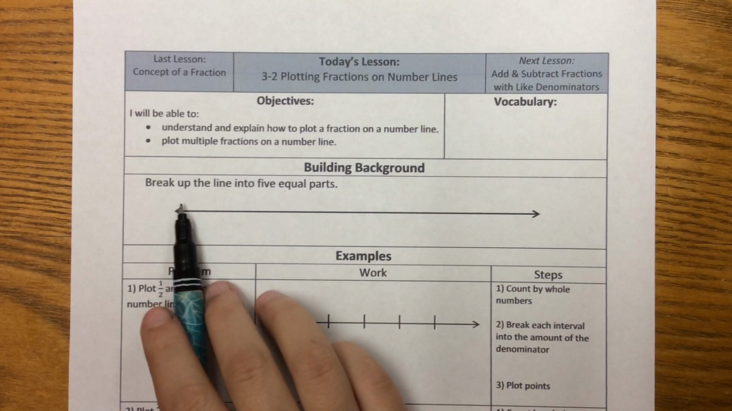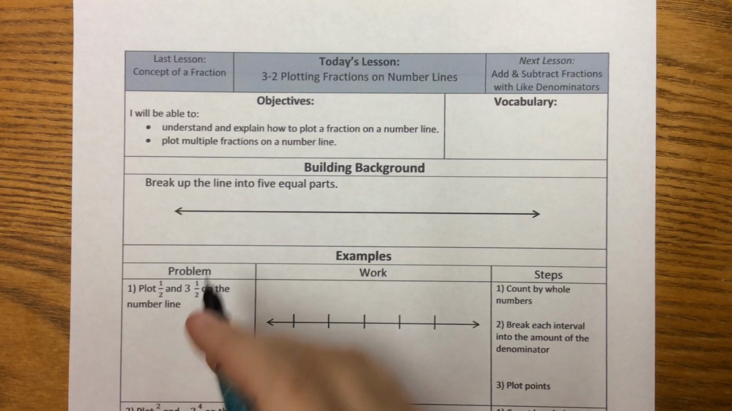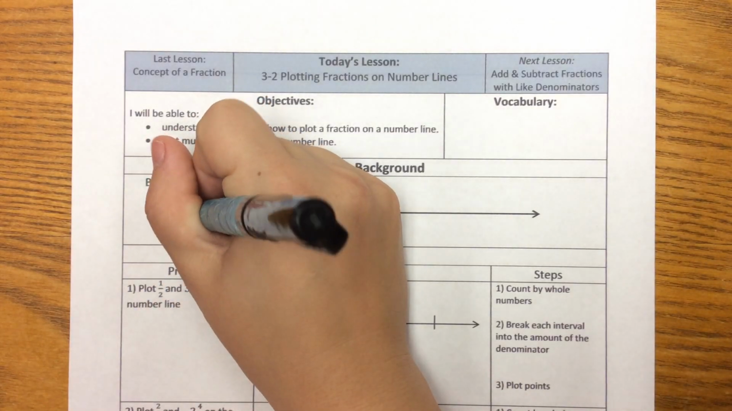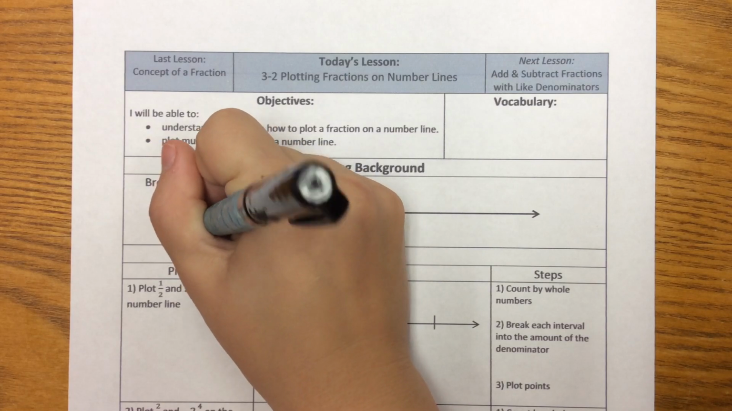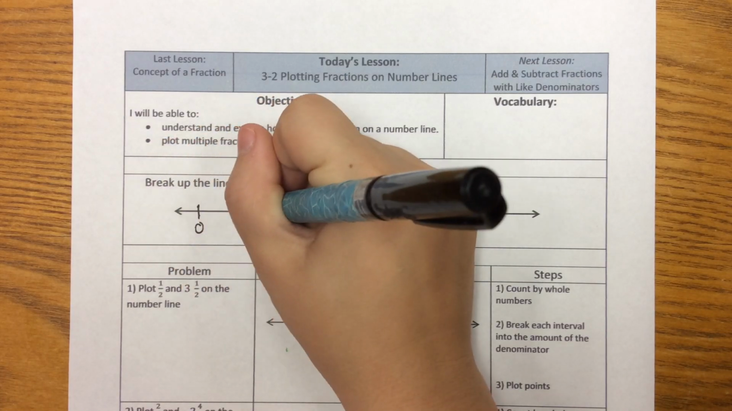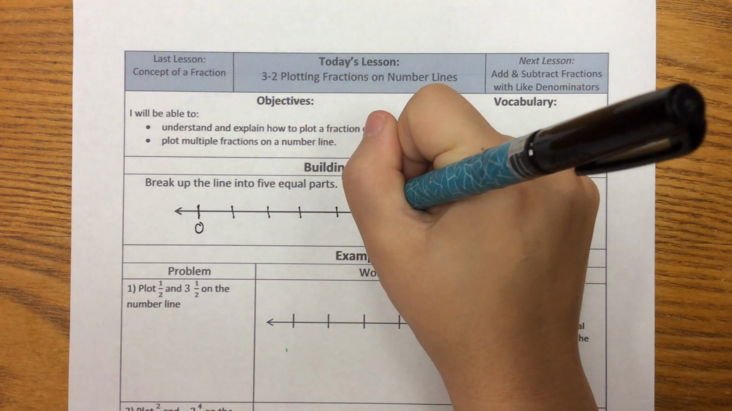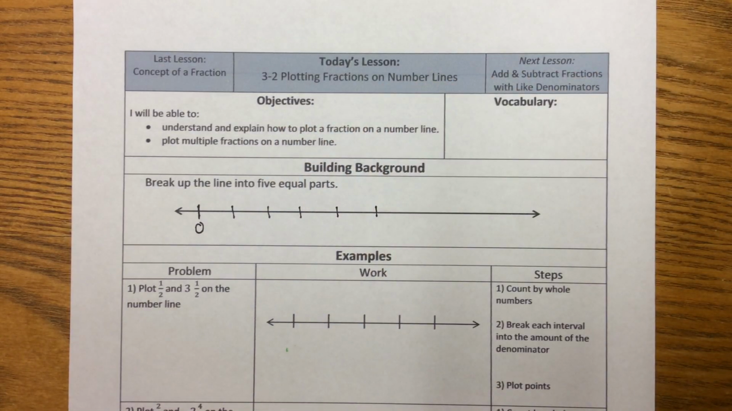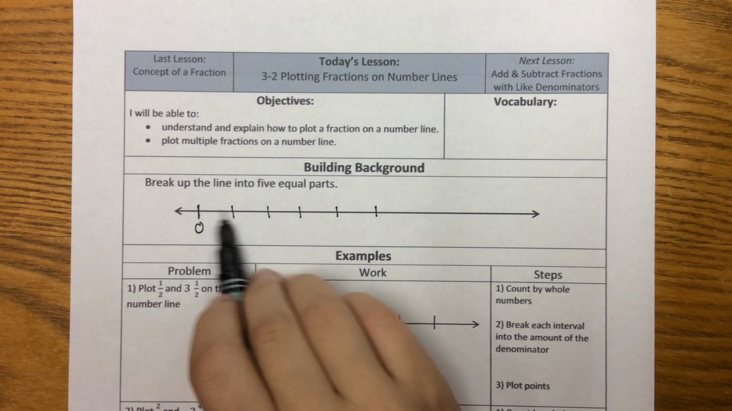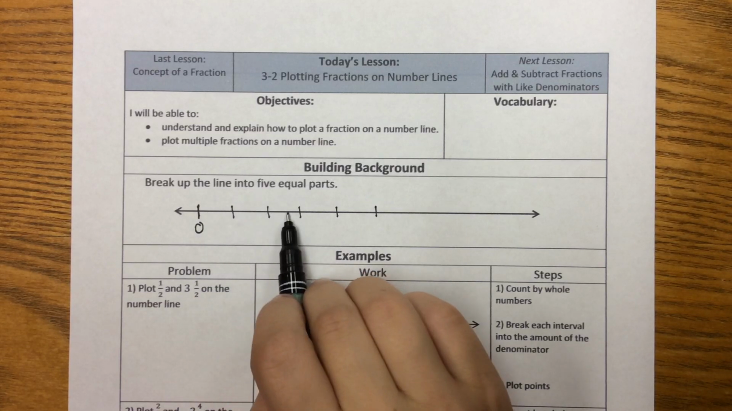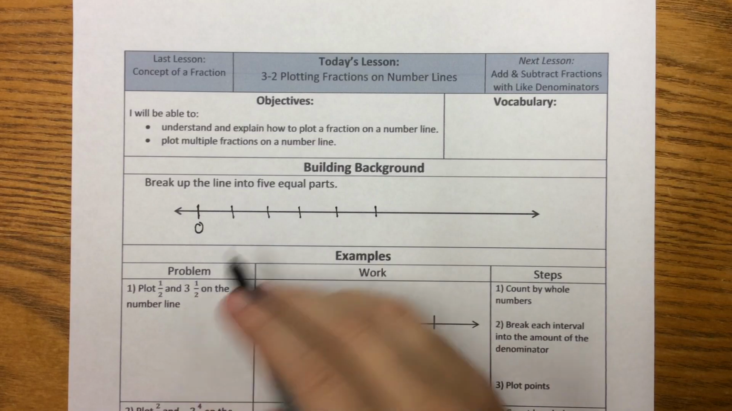The first thing we're going to do is break up the line into 5 equal parts. This is where I'm going to start, so I'm going to call that 0. And I'm going to go 1, 2, 3, 4, 5. What's important is that you see the same space in between each one. We don't want them too crowded, but nicely spread out.